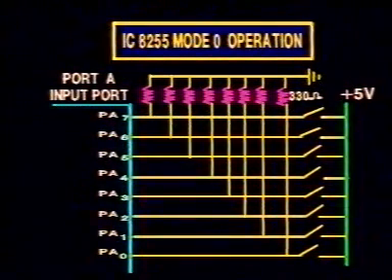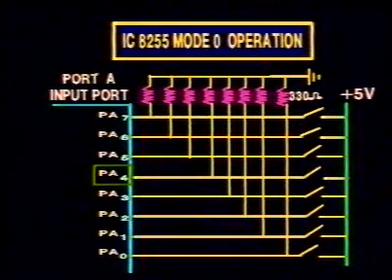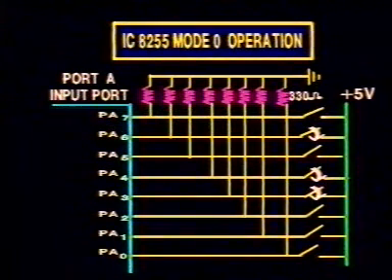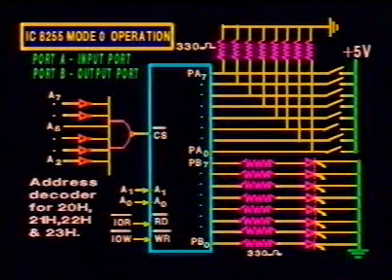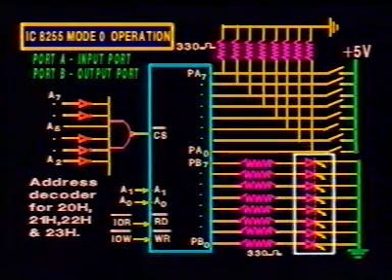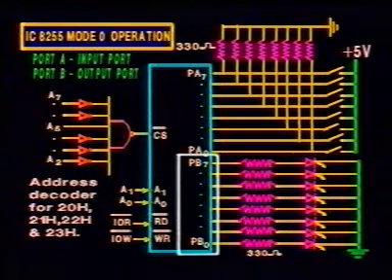The switches connected to PA3, PA4 and PA6 are closed. The rest are open. The status of the switch data can be transferred to the LEDs by writing into port B. The I/O address of the port A is 20 and port B is 21. The in instruction reads the port A data into the accumulator.